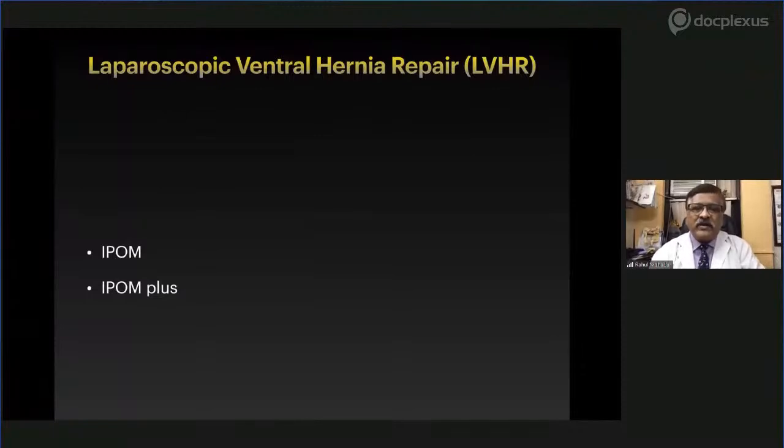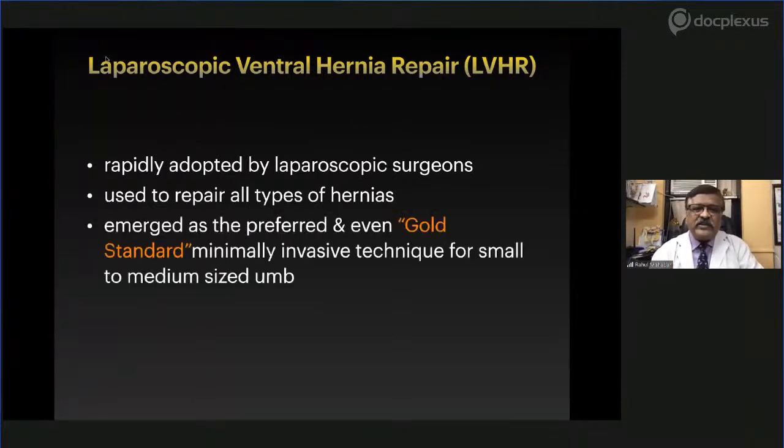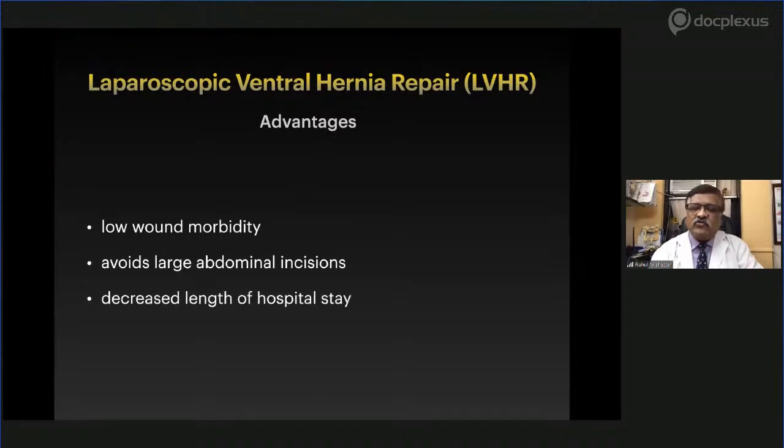Now, laparoscopic ventral hernia repair is mainly confined to IPOM and IPOM plus. These two procedures are rapidly adopted by laparoscopic surgeons all over the world, and are used to repair almost all types of hernias that every surgeon can accomplish. It has emerged as a preferred or even a gold standard minimally invasive technique for small to medium-sized umbilical and ventral defects. The advantages of laparoscopic ventral hernia repair, as you all know, are low wound morbidity, avoiding large abdominal incisions, and decreased length of hospital stay.